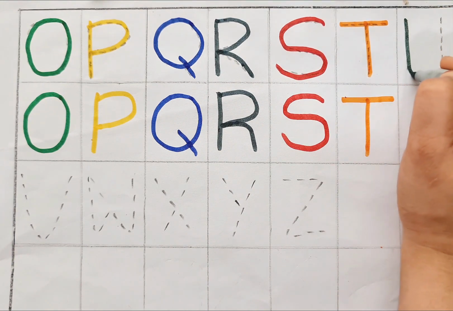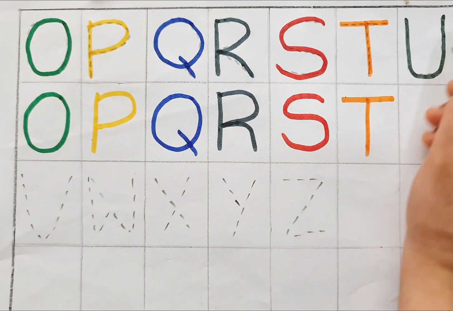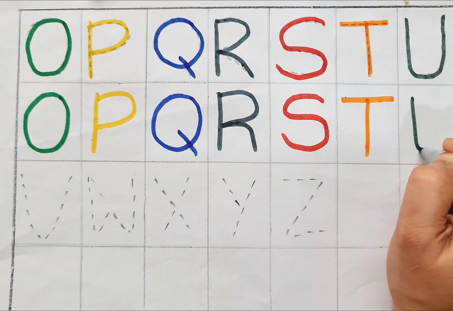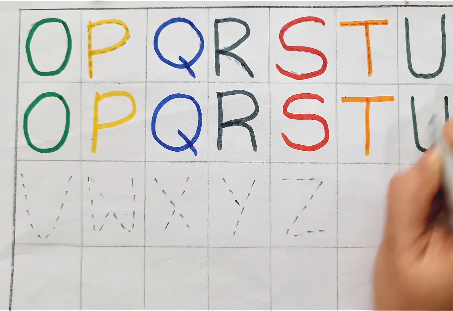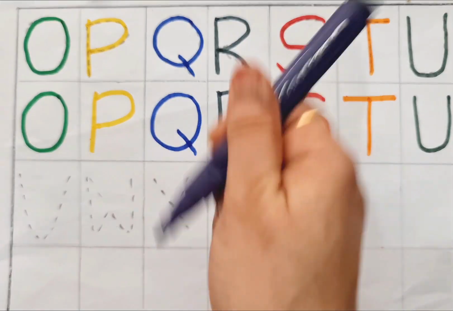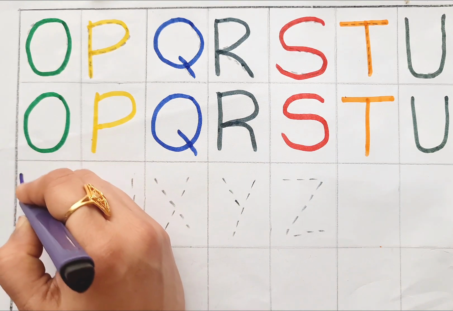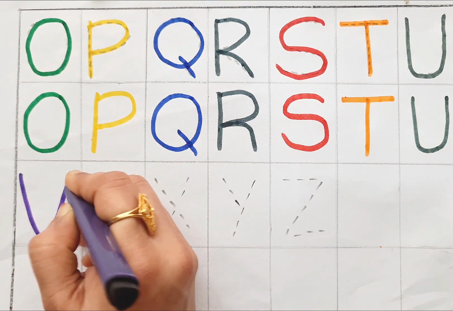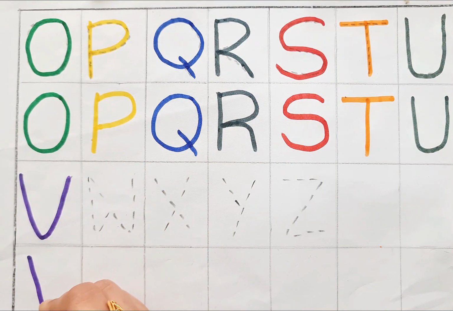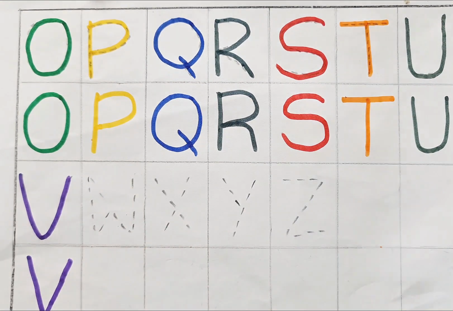Light gray color. U. U for umbrella. U for umbrella. Violet color. V. V for van. V for van.